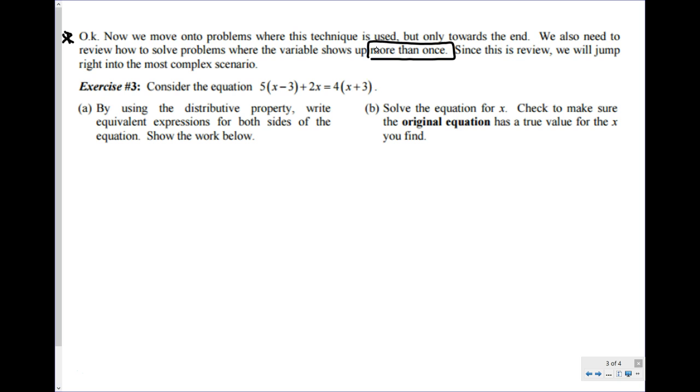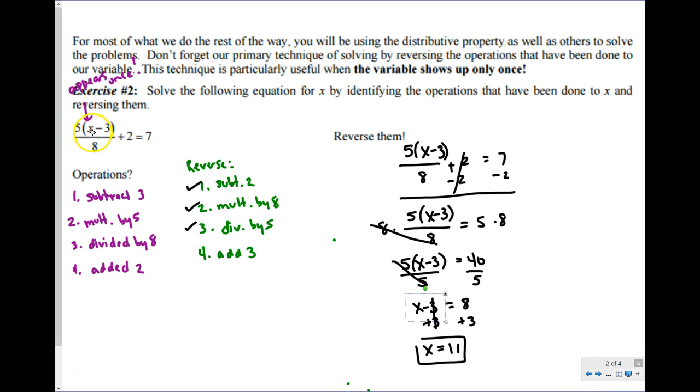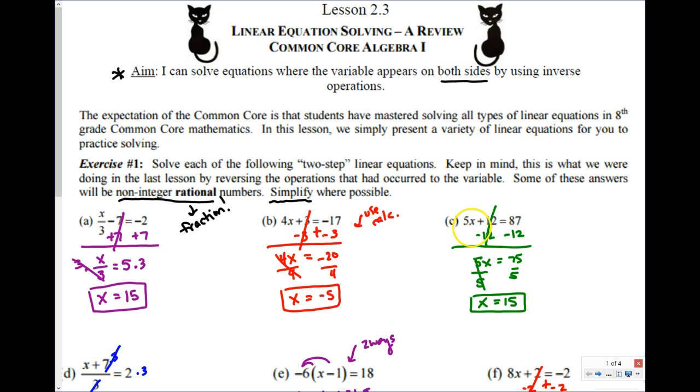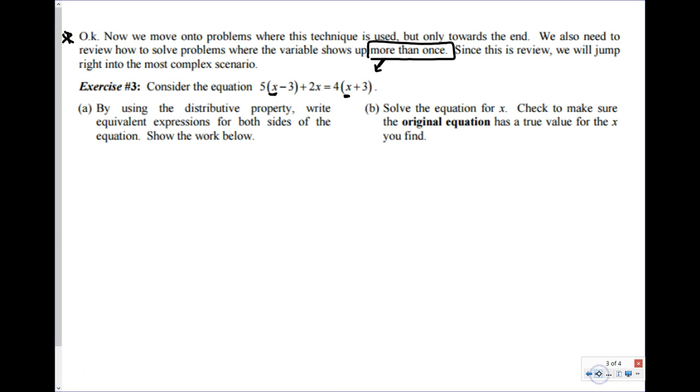So notice that the variable is showing up here, and it's showing up there. So it's showing up in two different places in the equation, versus if we go back, this only showed up one time in exercise 2. Right here, it only showed up once. Same thing for all of these problems. It only showed up one time. I'm underlining them here, here, here, only one time. So now we're moving on to problems that appear in two places. So let's walk through what the steps are for this.